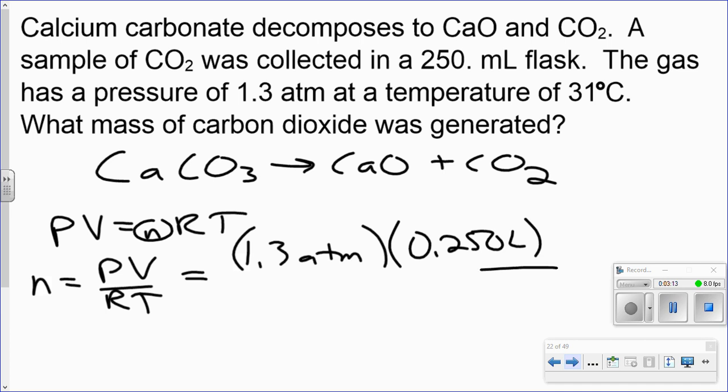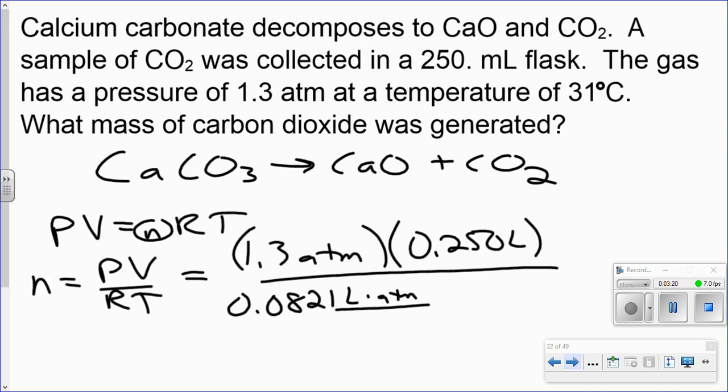Very simple. R, there it is, 0.0821 liters atmospheres over Kelvin times moles. And times the temperature. That's 31, of course, that's not in Kelvin. So again, we have to convert that to Kelvin. So that's 273 plus 31 gives us 304.